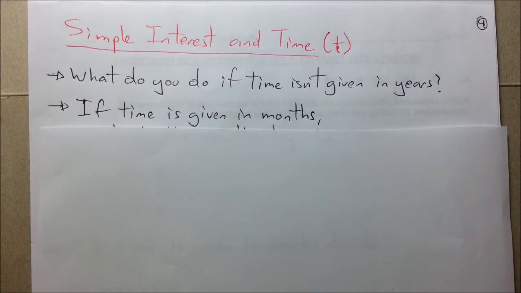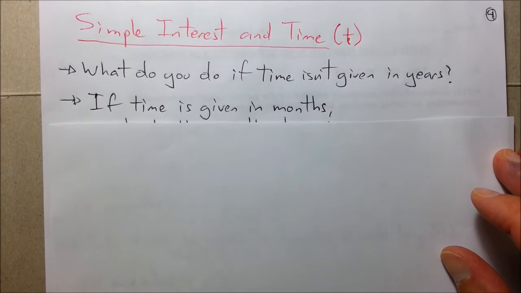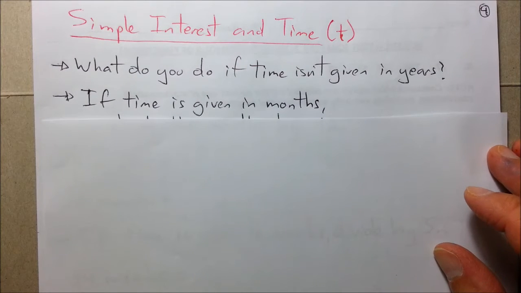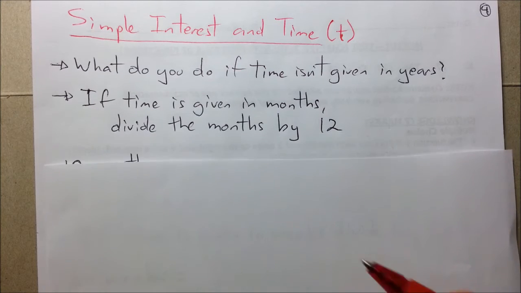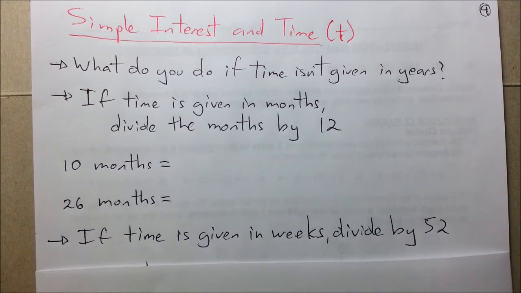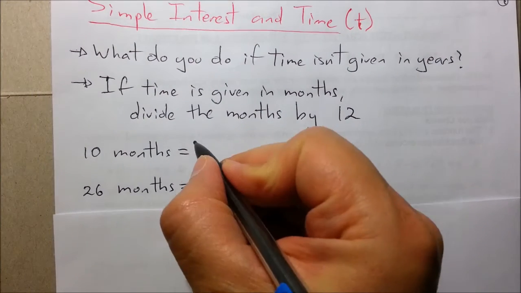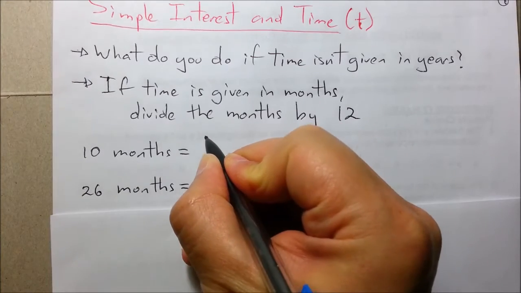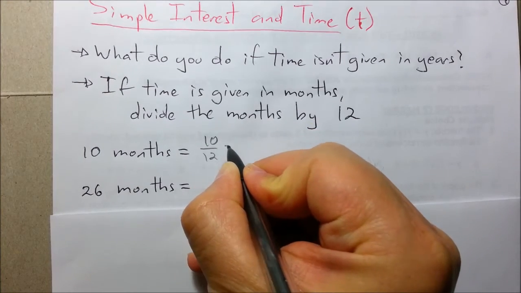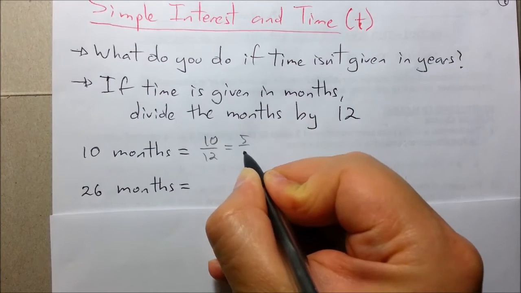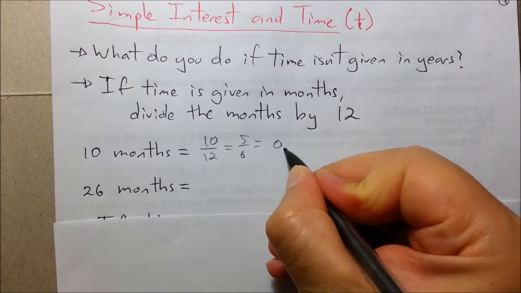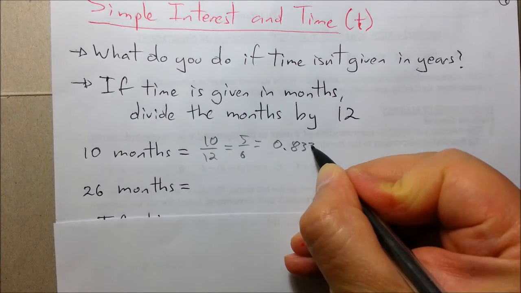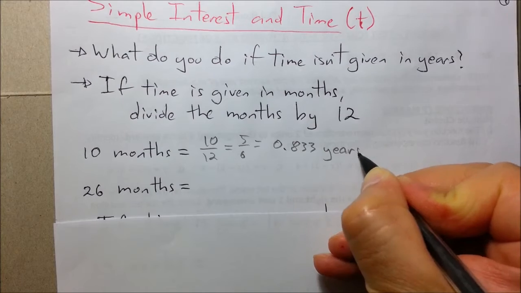Well, if time is given in months, weeks, or days, then we basically transform it into years. So if time is given in months, we have to divide the months by 12. In other words, if they gave us 10 months, then we say 10 divided by 12. Well, what's that equal to? That's the same as 5 over 6, and 5 divided by 6 gives us essentially 0.833 years. Put it on your calculator and you get that.